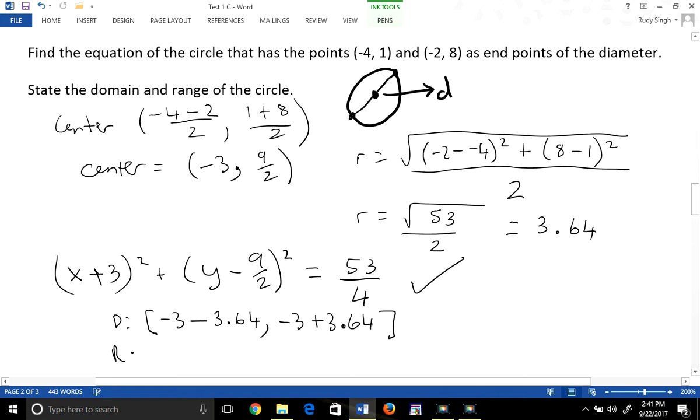And similarly, the range of this circle is a similar idea. I'm going to start with the y coordinate and go down a radius and up a radius. So my range of this circle is 9 halves minus 3.64 and 9 halves plus 3.64. So you have a domain and range of this circle. Those are all the x values and all the y values that are possible in this circle.